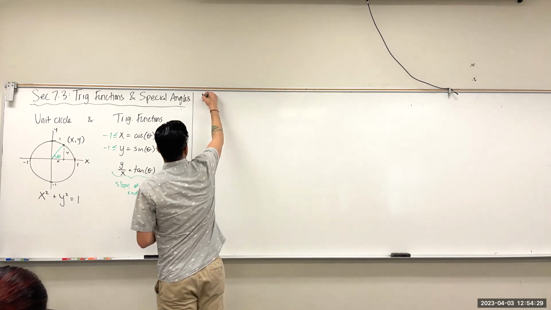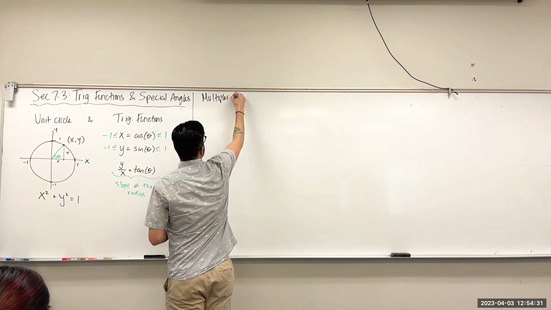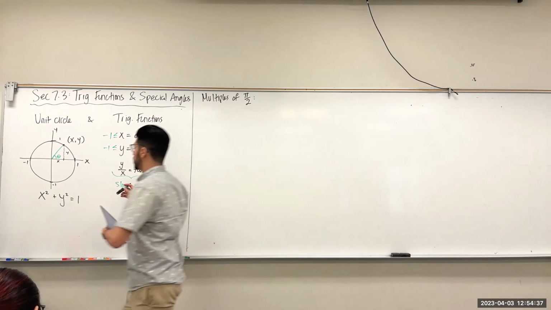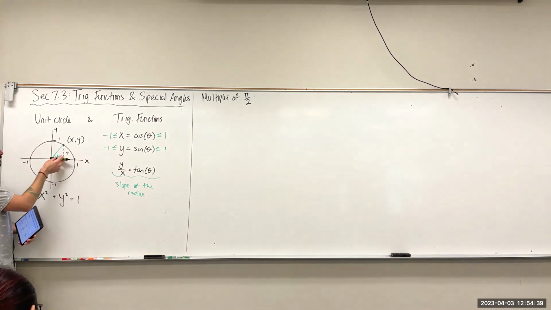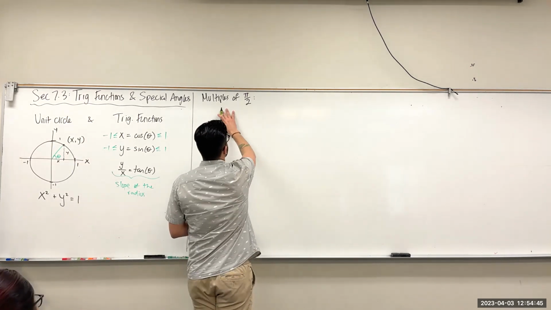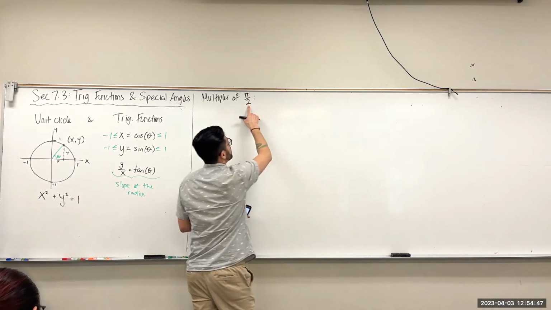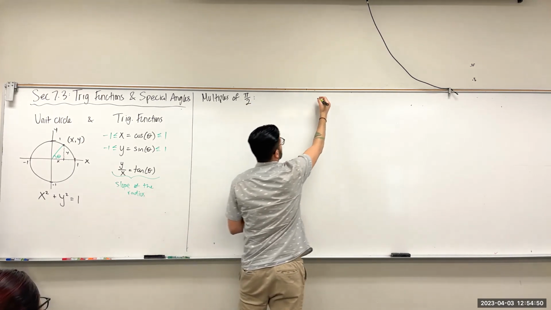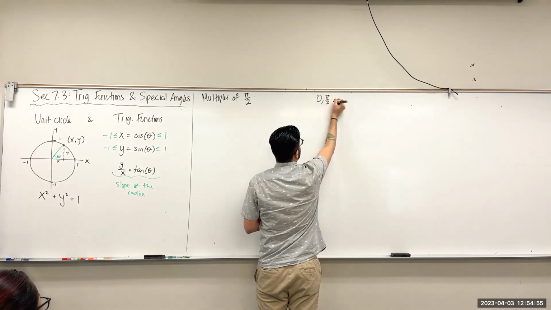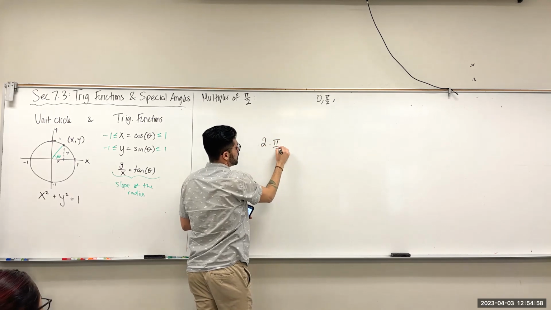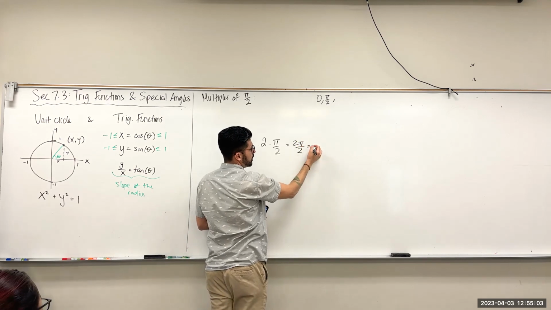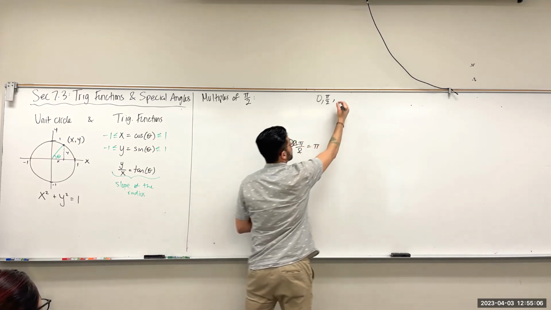So we're going to start first with the multiples of pi over 2, which remember pi over 2 corresponds to how many degrees? 90 degrees. And so what do I mean by multiples of pi over 2? Well, what's 0 times pi over 2? 0. What's 1 times pi over 2? Pi over 2. What's 2 times pi over 2? 2 pi over 2, but it's really going to be reduced to pi.